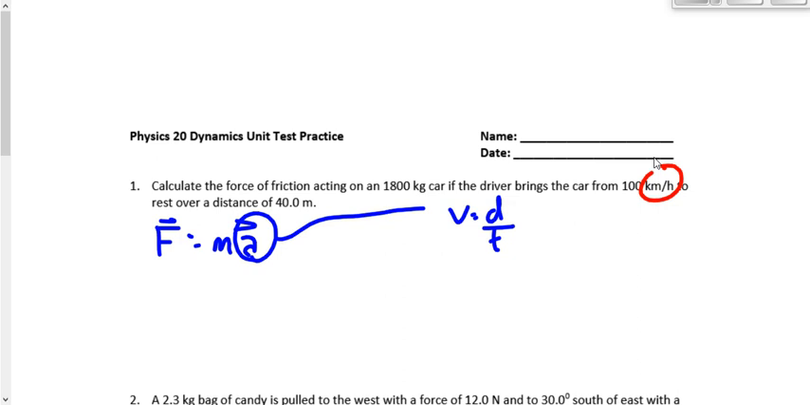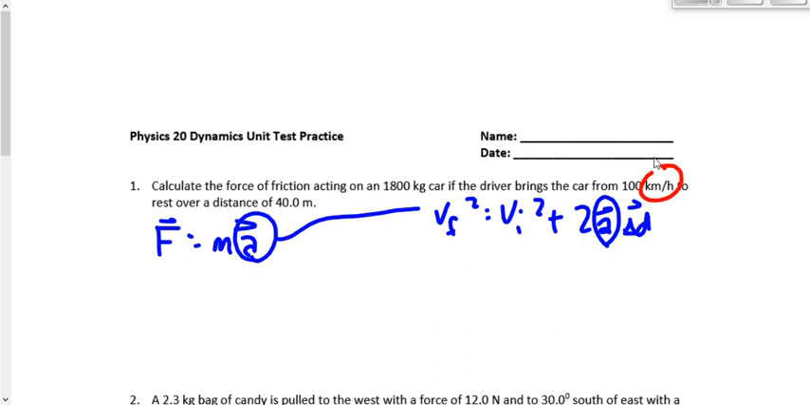V equals delta d over delta t is a, what type of equation is it? Group A. What do we got here? This is accelerating, right? It's slowing down. So this is a group B problem. We cannot use that equation, even if it looks like it fits. What I would do, I think, is try this one: Vf squared is equal to vi squared plus 2ad, and solve for acceleration that way.